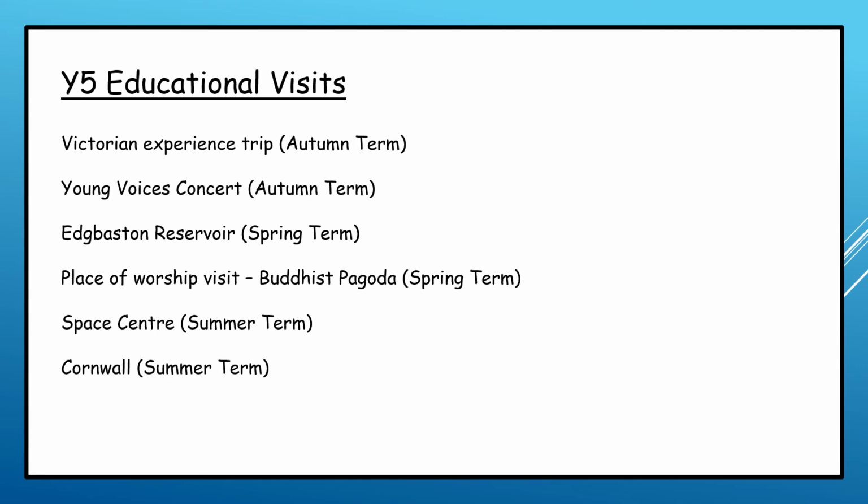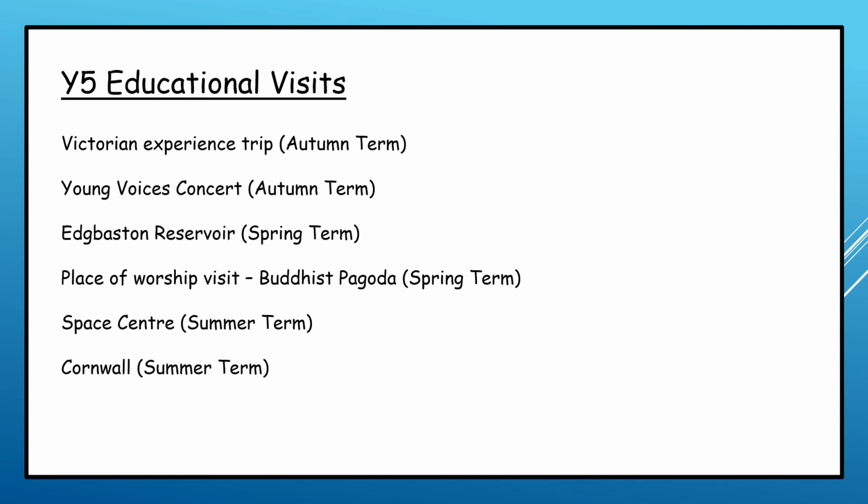In terms of educational visits for Year 5, in the autumn term we do the Victorian Experience trip. This is to Blists Hill Victorian Town in Ironbridge. We also sign up for the Young Voices concert, which is a collection of different schools and different choirs that come together to sing a collection of songs.